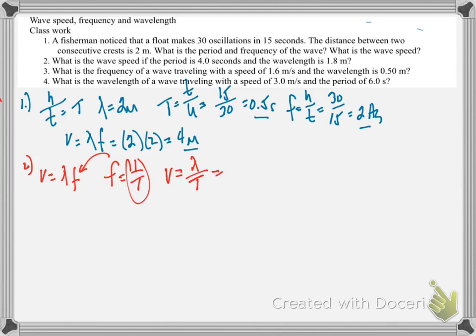Lambda, they said, was wavelength 1.8 meters, and the period is 4. 1.8 divided by 4 is 0.45 meters per second.